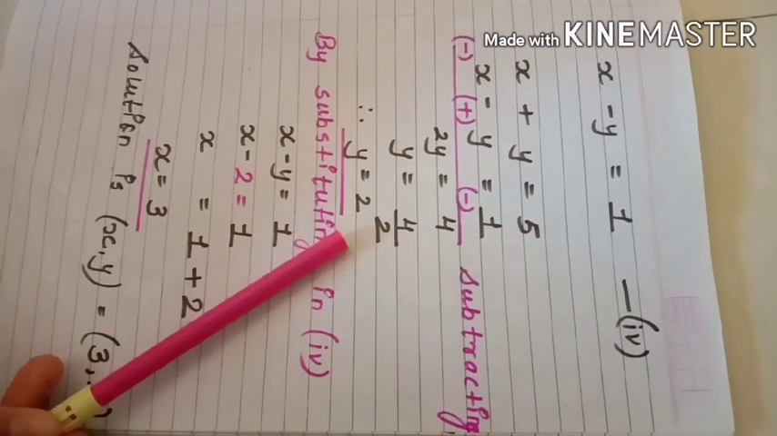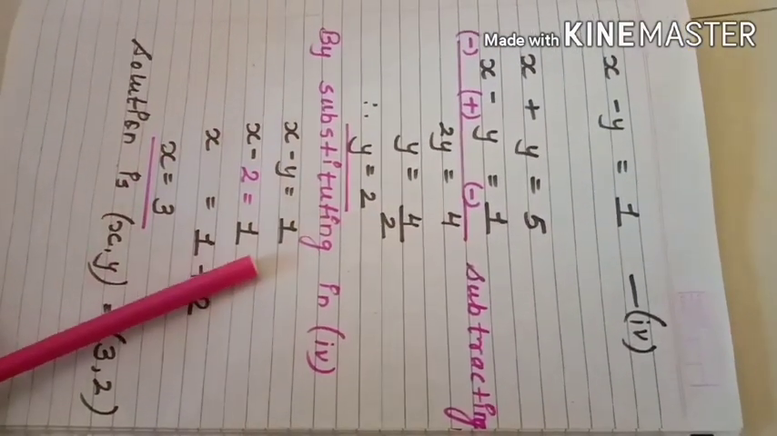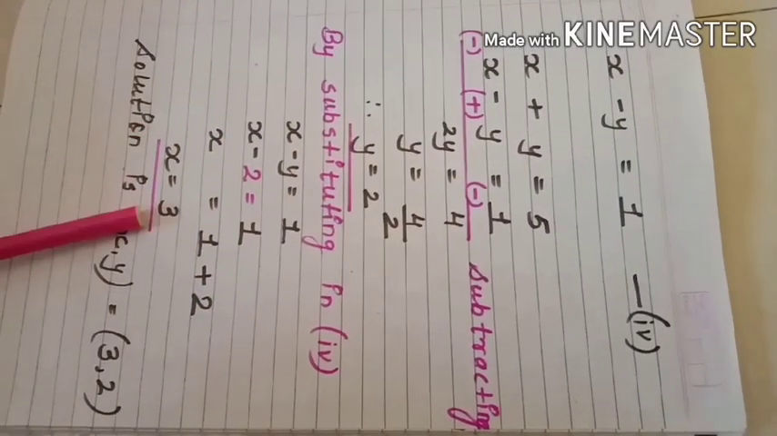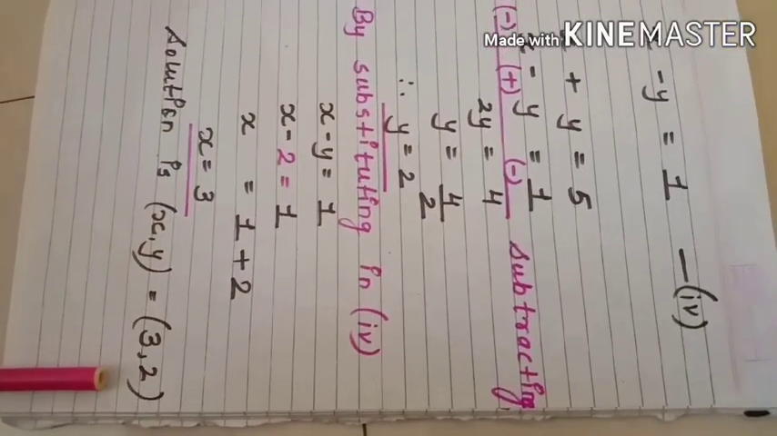I will substitute this answer in any of the equation. I am substituting in fourth equation. x minus y is equal to 1. Y place there is 2. It will come to this place, become plus, and I will get my answer 3. So my solution become x and y, 3 and 2.